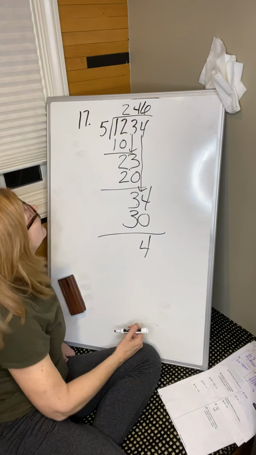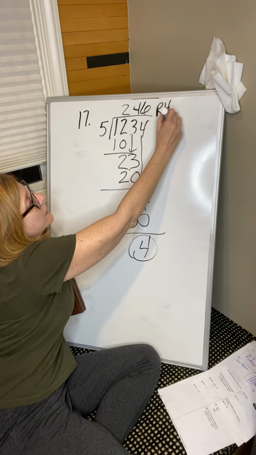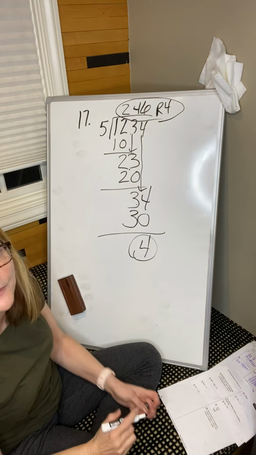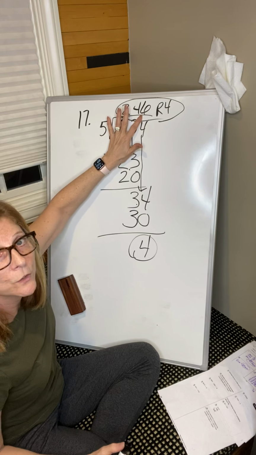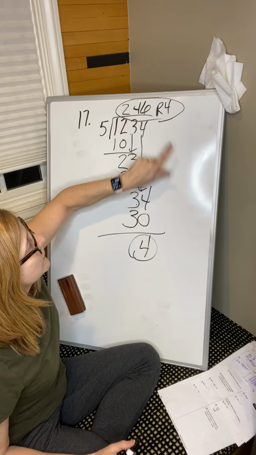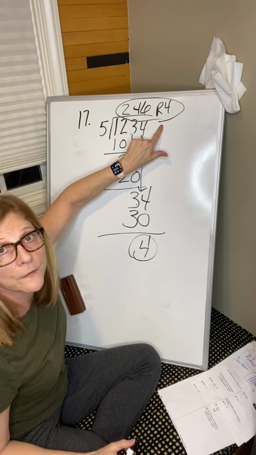246. Now, don't forget this guy. You've got to put it right up here with your answer, okay? Because if you don't do that, it looks like 246 is the answer, but it's not. You had a remainder of 4, so that needs to go up with your answer so that we know it didn't divide equally, okay? All right, so let's do number 18.